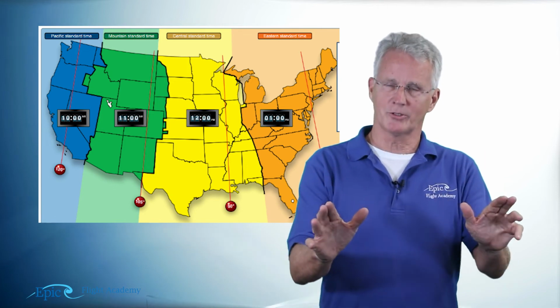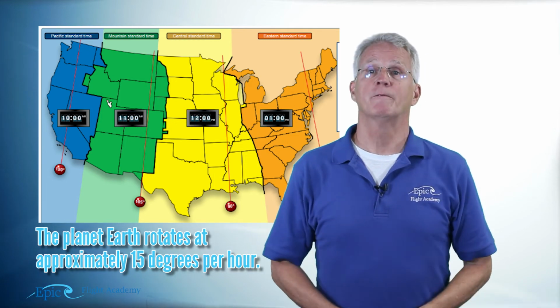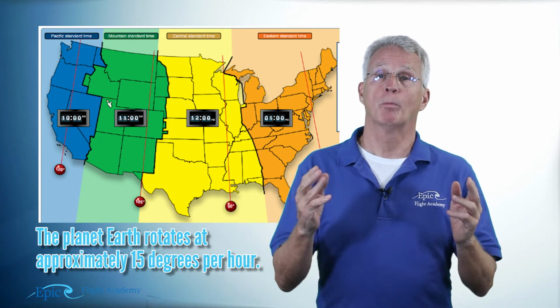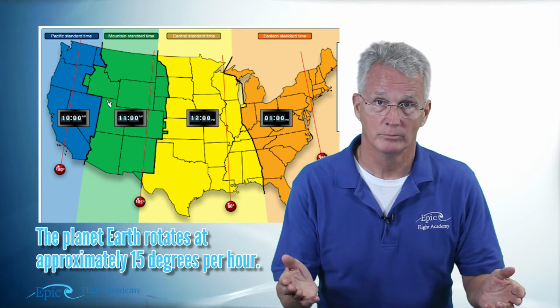Well, if you take a look at this chart and compare it to a sectional chart, what you're going to see is those time zones are approximately 15 degrees of longitude apart. Why is that? Now there's a question to ponder. And the answer to that question is because the planet Earth rotates at approximately 15 degrees per hour.